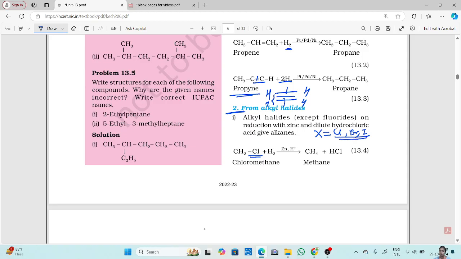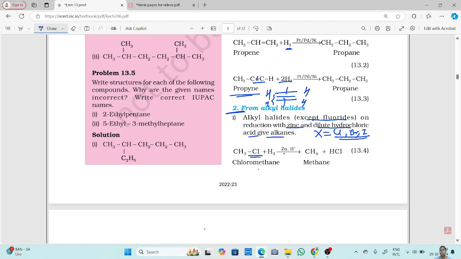Either one of them is a halide. So here they have taken chloromethane. Now to this chloromethane, what you have to do is, alkyl halides except fluorides. That's why I have given you chlorine, bromine and iodine. On reduction with zinc and dilute hydrochloric acid gives alkane. So you have to reduce the alkyl halide using zinc and hydrochloric acid.